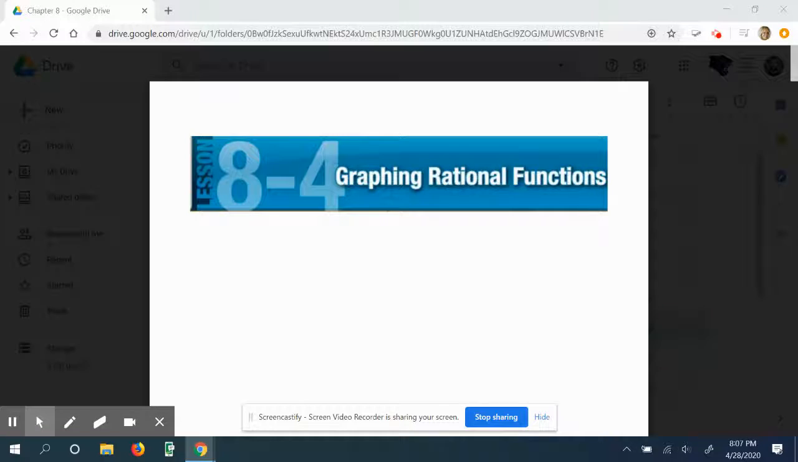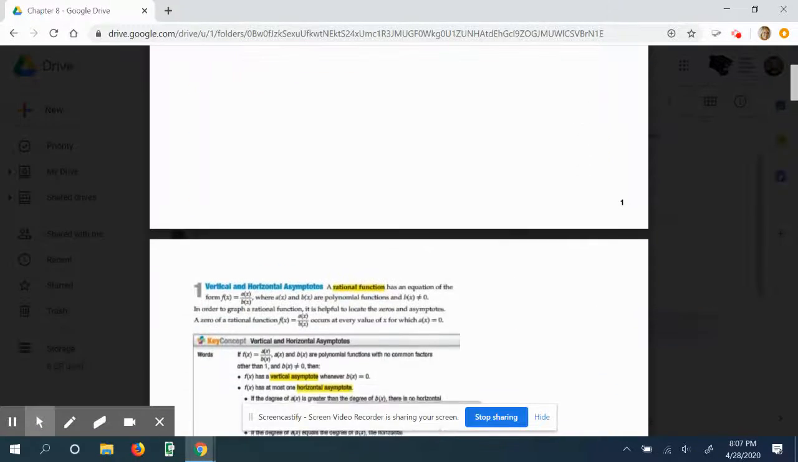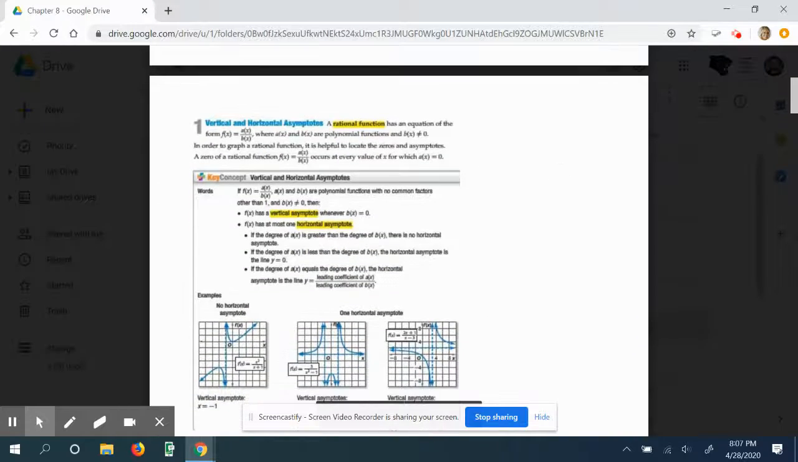So today we're going to be talking about section 8.4, which is on graphing rational functions. Now, what is a rational function? A rational function is an equation that's in this form right here. So f of x is equal to a of x over b of x.